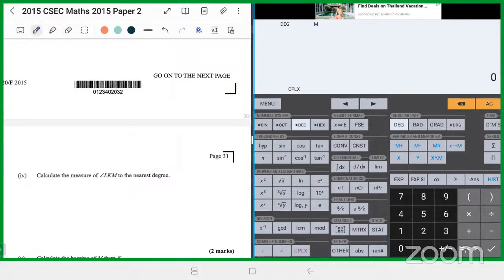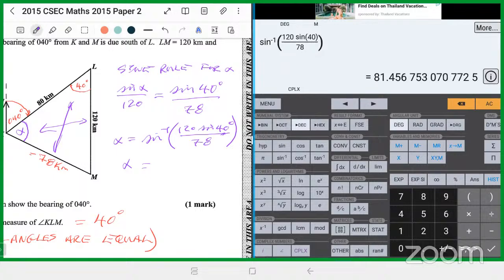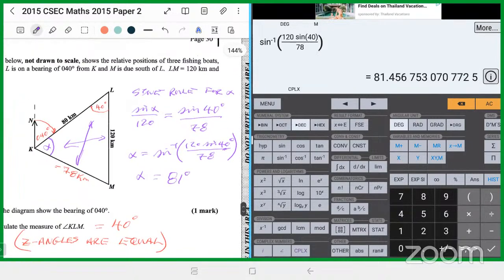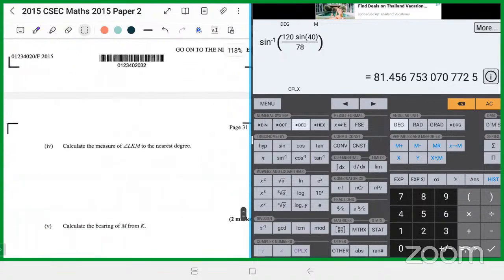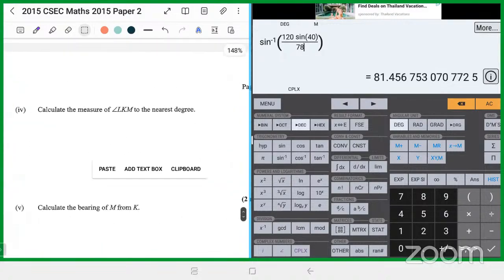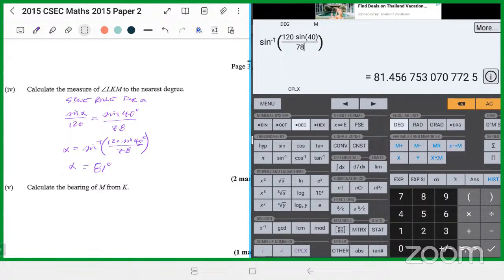But let's work it out over here. So it's going to be sine to the minus 1 of the fraction 120 sine of 40 over 78. So it's 81 degrees to the nearest degree. I want it to the nearest degree, so I'm going to copy this down now. I'll cut and paste it where it is supposed to go, right here. That would be correct, sir. The 81, 81 degrees, yes.